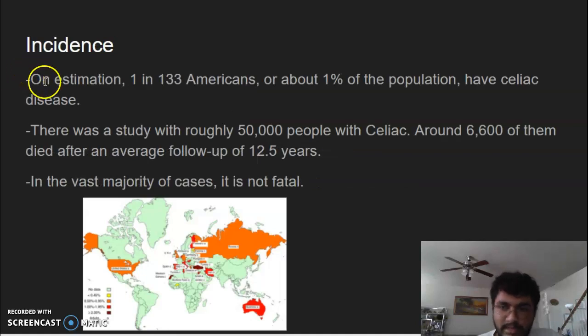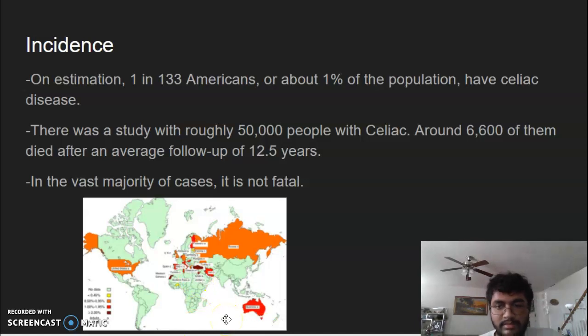So incidence. By estimation, roughly 1 in 133 Americans, basically 1% of the population, have celiac disease. Recent screenings point to a potentially higher prevalence, even higher than 1% in the United States. As you can see on this map, the darker it is, the higher it is. In America, it's still on average roughly 1%. It could be higher, but these are broad ranges. It's higher in Australia, and also in some parts of Africa.